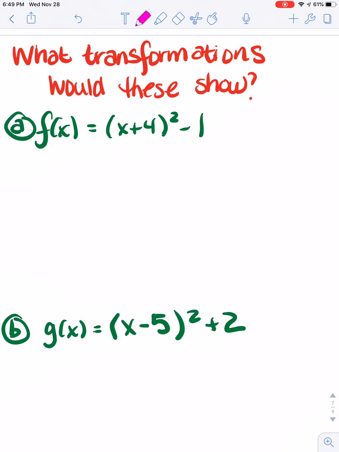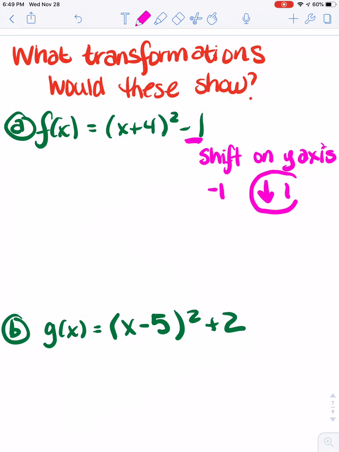So remember, when I have a number that's on the end, that's going to be a shift on the y-axis. Remember, we always say the y doesn't lie. So if it's -1, that means it goes down 1. So that's one of my descriptions.